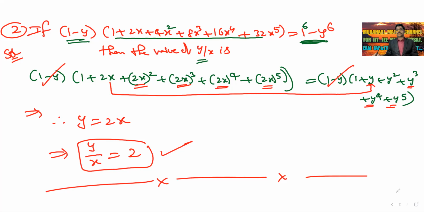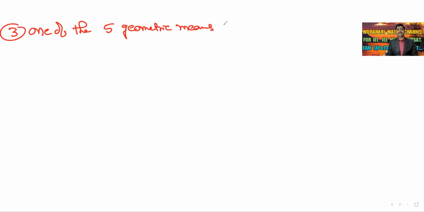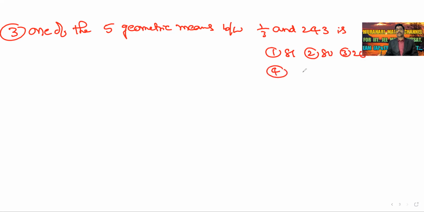Okay, let us go to the next problem. One of the 5 geometric means between 1 by 3 and 243. Okay, option 1, 81. Option 2, 80. Option 3, 26. Option 4, 2.